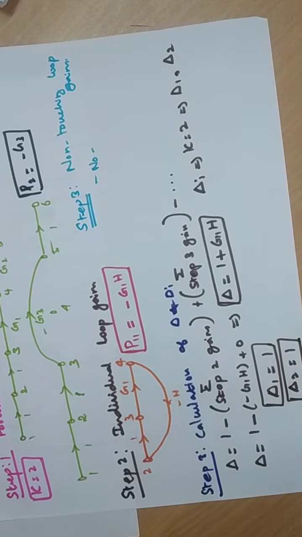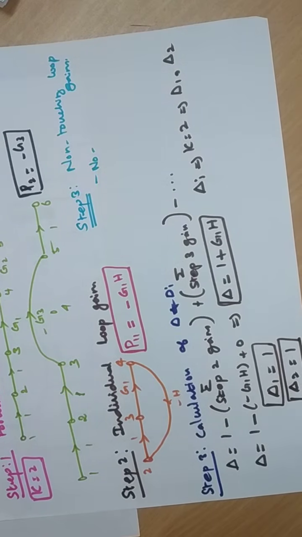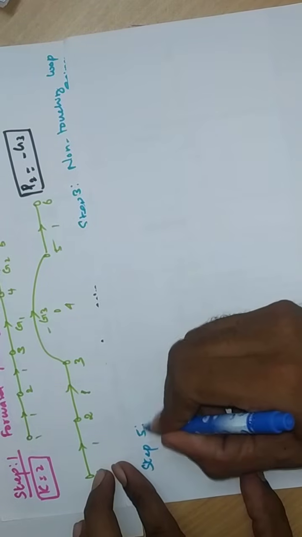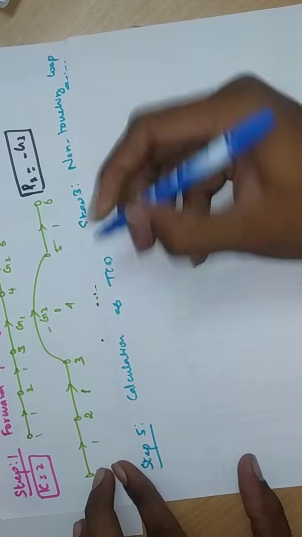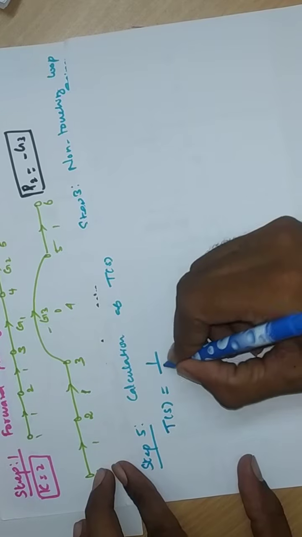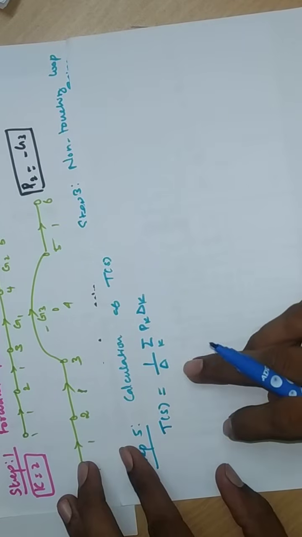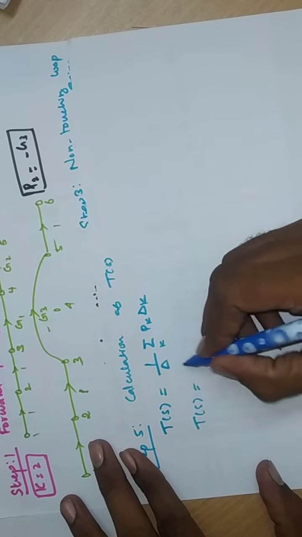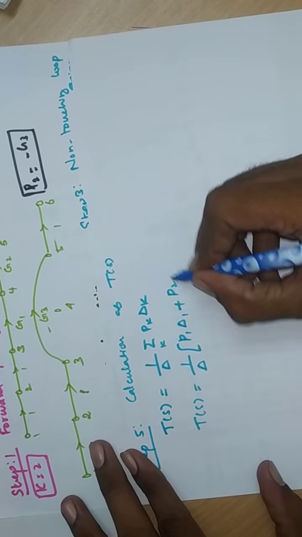Okay, the last step, step number 5. Sorry, this is step number 4, so I am going to write step number 5: calculation according to Mason's gain formula. T of S is equal to 1 over delta, summation over K, Pk into delta K. Expanding the term, I am substituting the values of K: P1 delta 1 plus P2 delta 2.